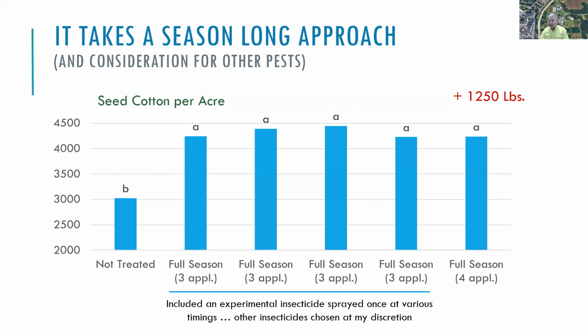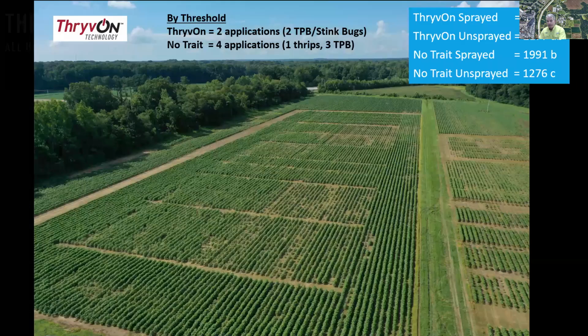Regardless, again, the take-home point is we need to do a good job of managing tarnished plant bugs or we're leaving potentially a bale of cotton on the ground. And on average, I'd say most of our guys are doing a good job. This slide is just to make the point that when you run into plant bugs in fairly high pressure, you've got to make good decisions.